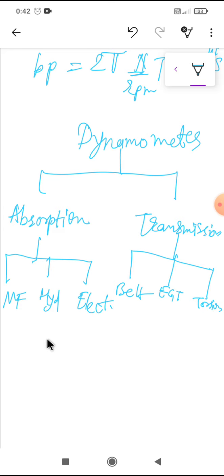And in the mechanical type there are also two types: the prony brake and the rope brake.